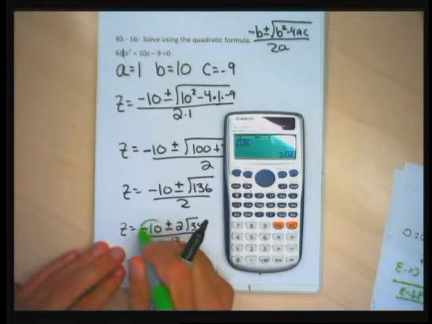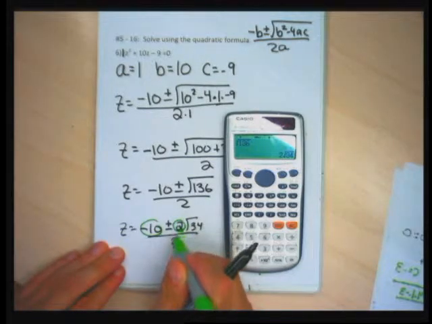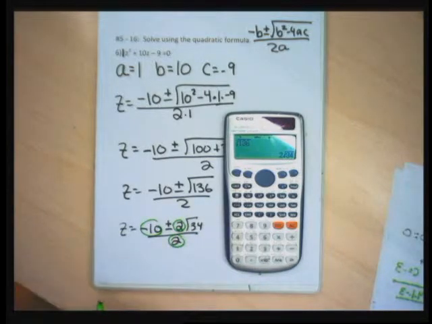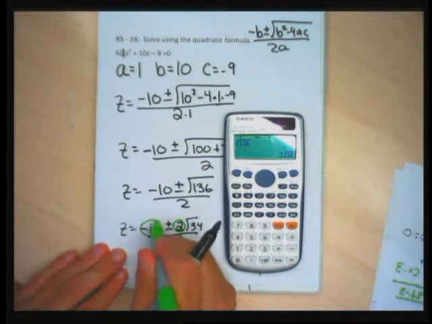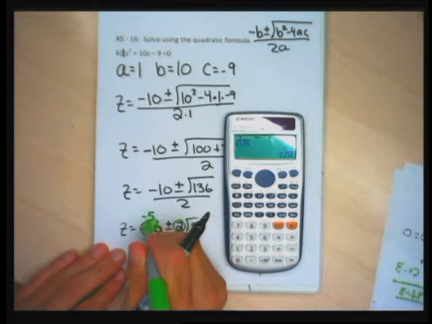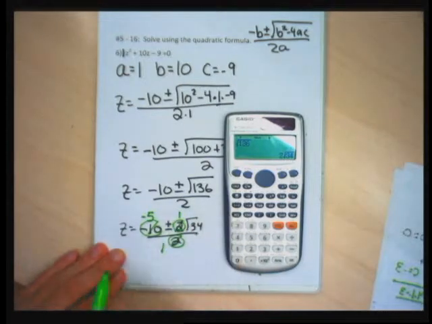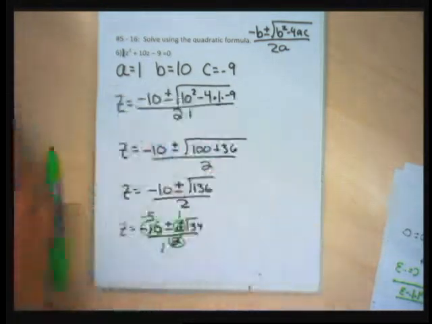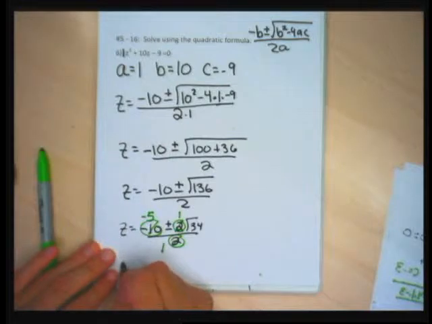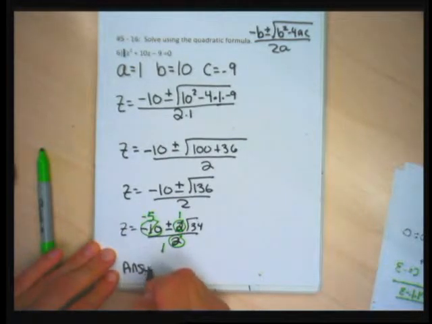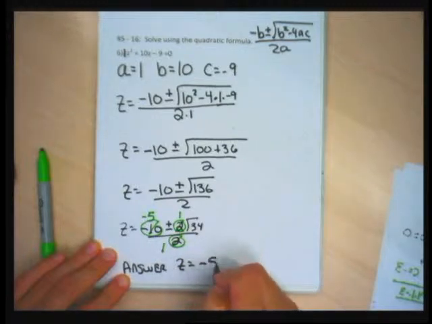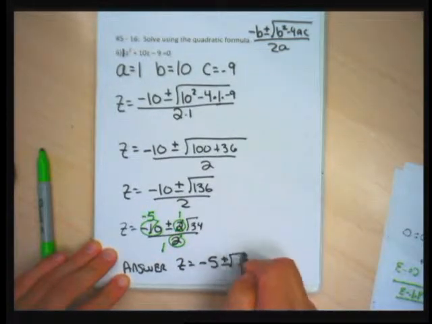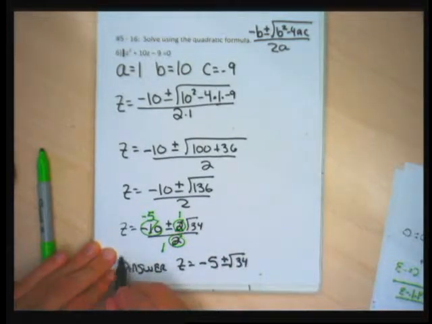Because the denominator goes into something outside the radical on both sides of the plus or minus sign, it's legal and I should reduce. The 2 is going to go to a 1. The -10 is going to reduce to a -5. The positive 2 is going to reduce to a 1. I think my answer is going to be z equals -5 plus or minus the square root of 34.